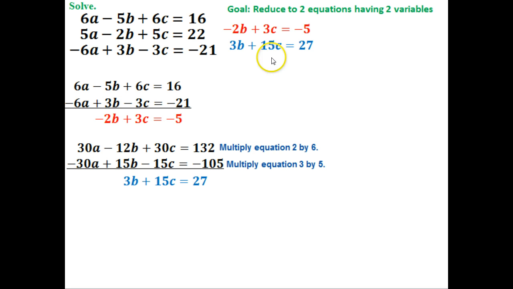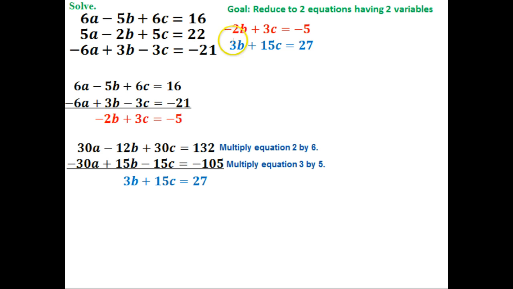The reason why we do this, and we've been doing these for a while, is that now we've got two equations with two variables. We can solve these two by combining them. The way that we'll combine these, you can choose to eliminate your c's first or your b's first. It doesn't really matter. On this particular one I chose to eliminate my b's first.